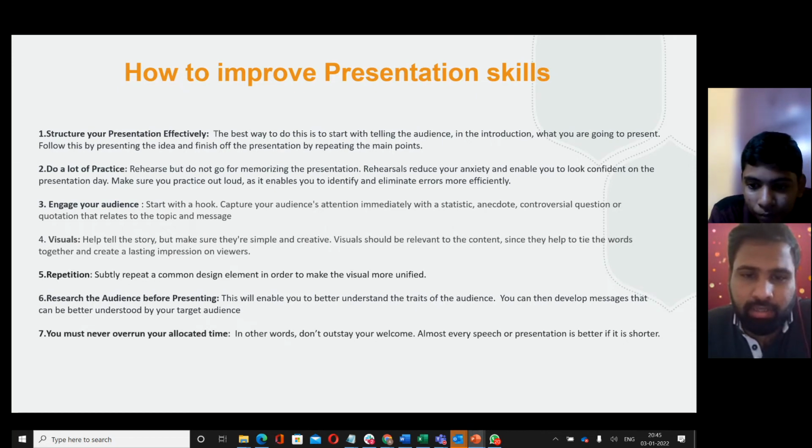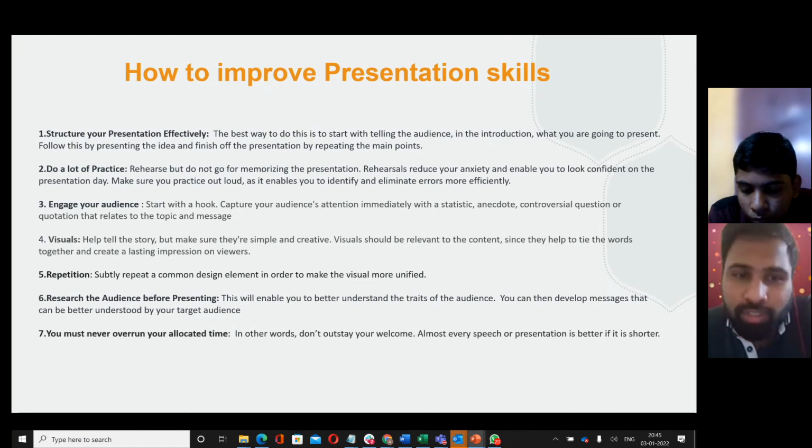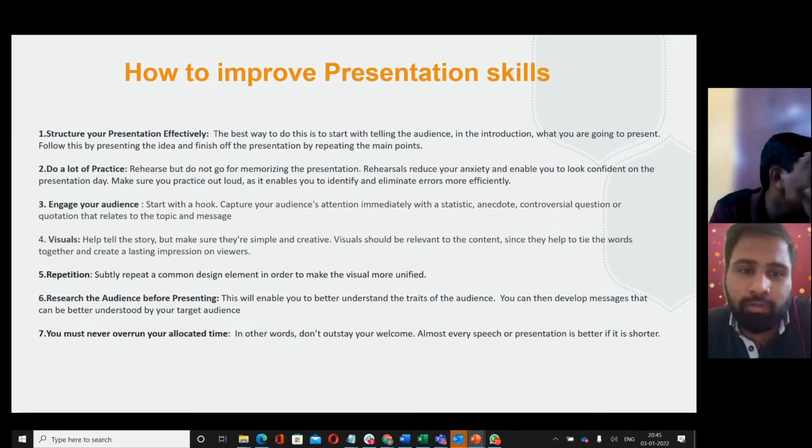Research the audience before presenting. No need for me to tell you, but whenever you give any presentation, for example, normally this kind of idea you pitch to investors, but over there these are not your investors. This is just to give you the platform where you might in future go ahead and present it to investors.